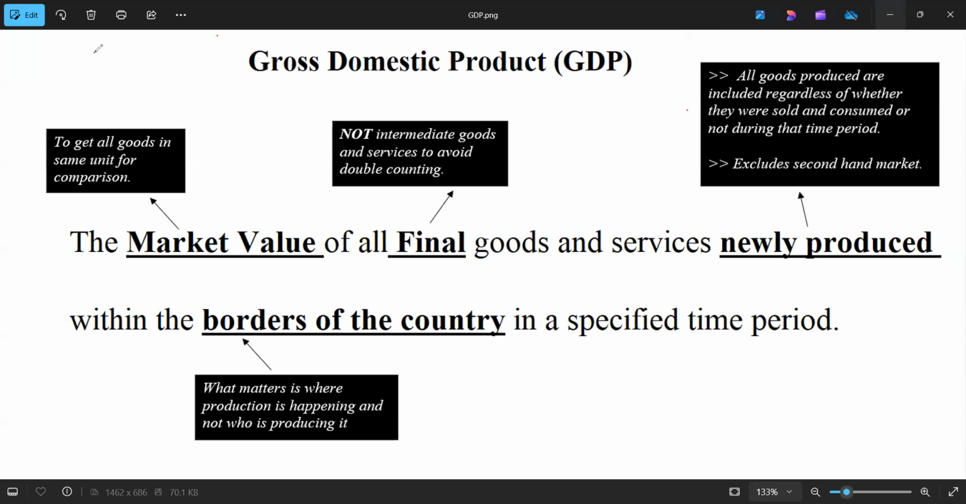Firstly, we're looking at the market value of goods and services so that we can have all of the goods in the same unit so we can easily compare them. Now, we're focusing only on final goods and services and not intermediate goods and services. Otherwise, that would lead to double counting.